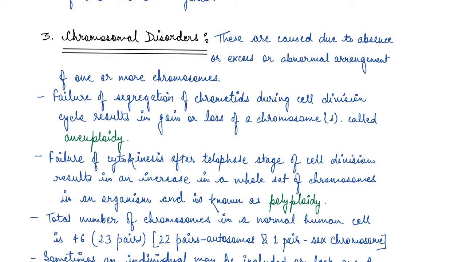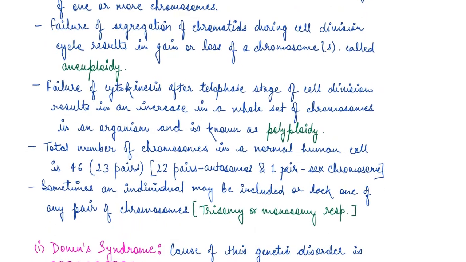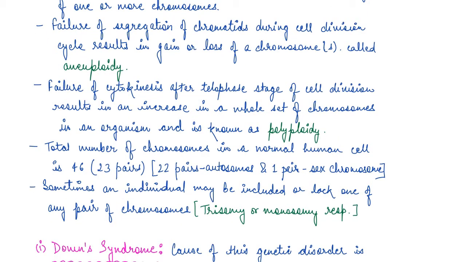Now we know that the total number of chromosomes in a normal human cell is 46, 23 pairs, right? Out of which 22 pairs are autosomes and one pair is a sex chromosome. Sometimes what happens is that an individual may gain or lack one chromosome.